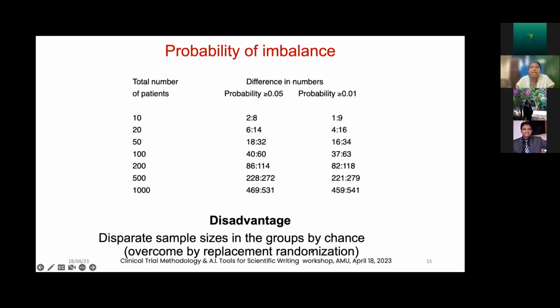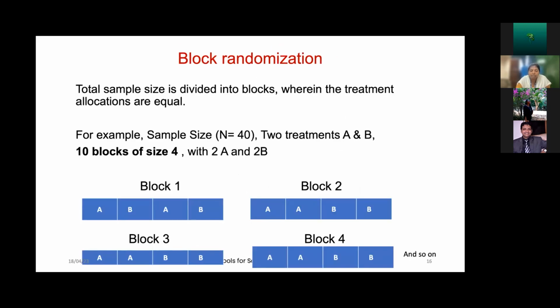But now we have a better tool to overcome imbalance in the sample size, mainly in small sample size. In academic trials, we will have very small sample size, especially for MD thesis and all. When we design, it will be a single center study with small sample size. We all will land up with this imbalance problem. So the elegant way of addressing this will be a technique called block randomization. Here, your total sample size will be divided into blocks, wherein the treatment allocations are equal. It is better explained with an example rather than telling the theory.